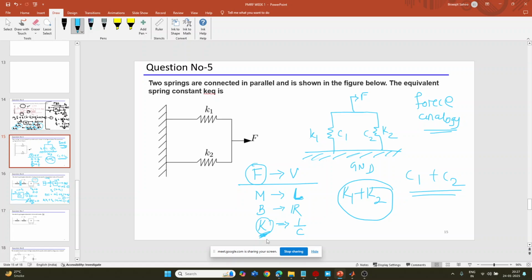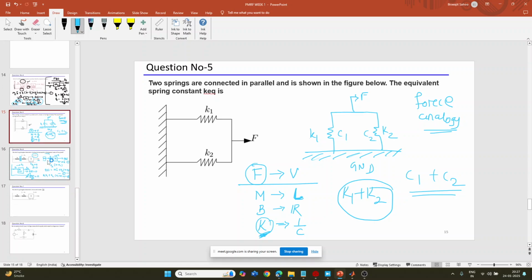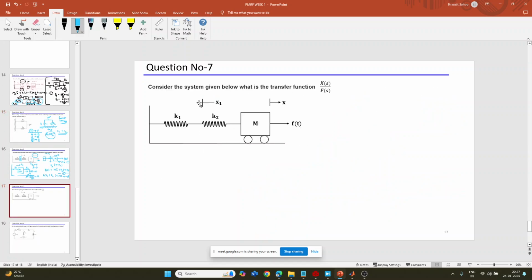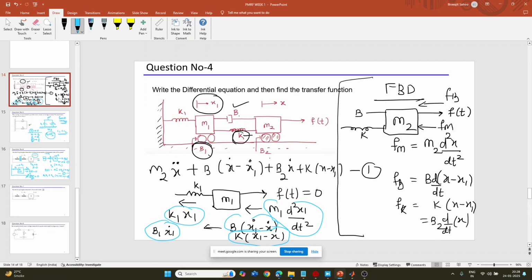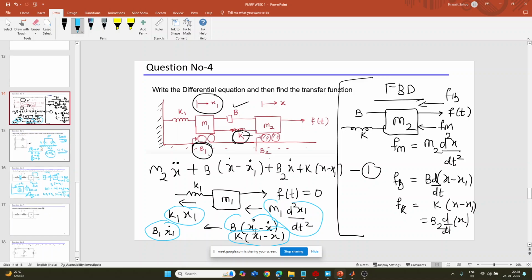Okay, let me go to the previous question. I already found the equation. Now it is your task to find the transfer function by yourself. Let me write the equations. What are the equations I have written?